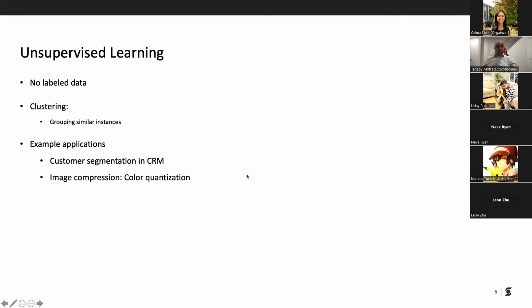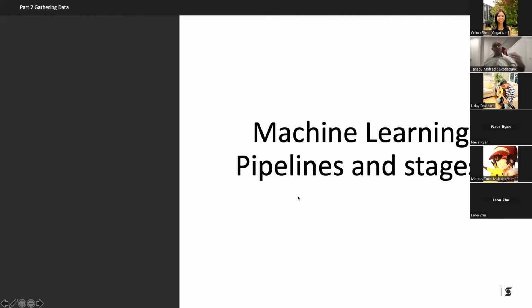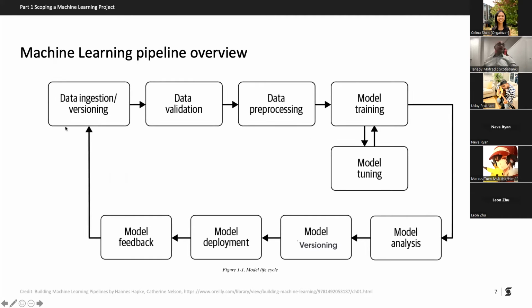Okay, let me continue. Now, going back to our discussion on machine learning pipelines, we start from gathering the data, understanding the data. What data do we have? And then validating, and then go through different phases. I read the phases first.